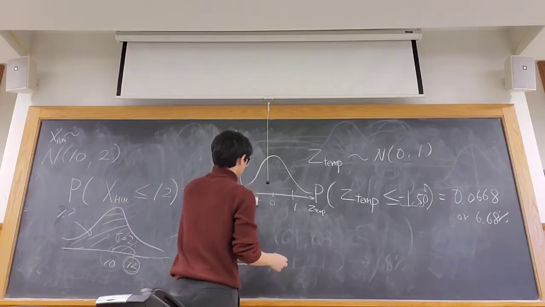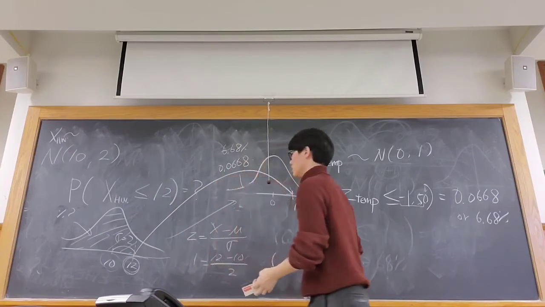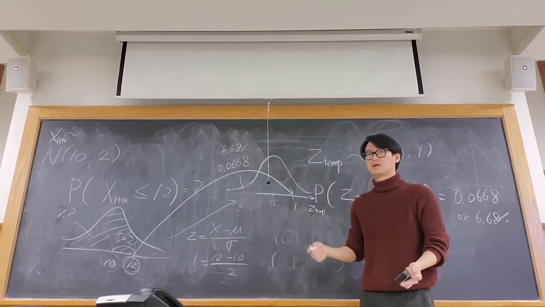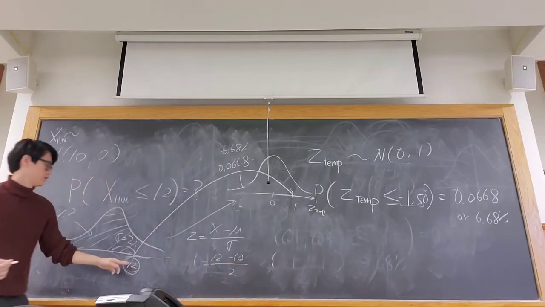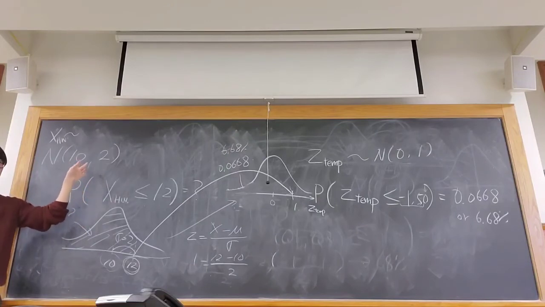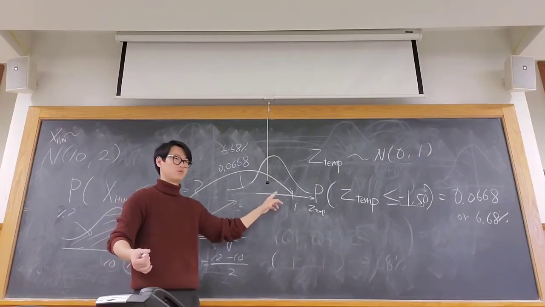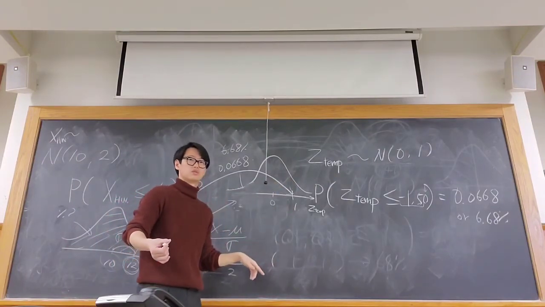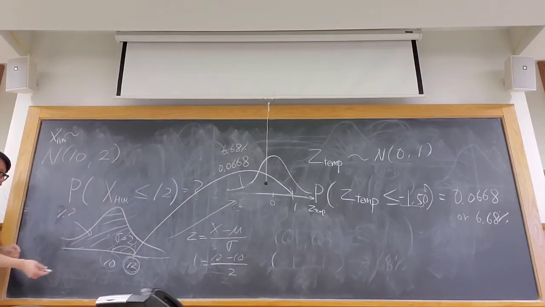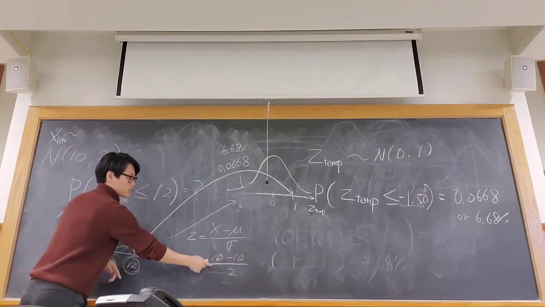So this is converted into this one. And that makes sense because 12 is mu plus 1 sigma in this normal 10-2, right? And the 1 here is the mean plus 1 sigma in the standard normal distribution, right? Okay. So in that sense, if you convert 10 into the standard normal scale, it should be 0. Why? Because if you plug in 10 here, you will get 0.